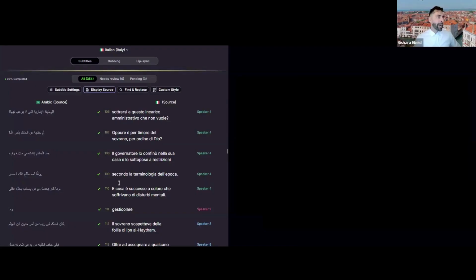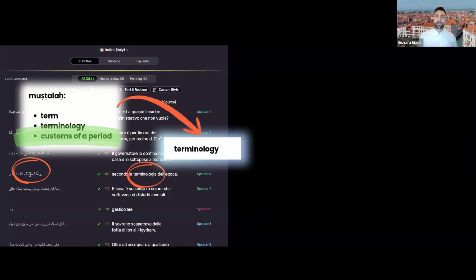Example number 109: we have the term mustalah. The term mustalah in standard Arabic can mean a term, can mean terminology, but also can mean the customs of a specific period. In this case, it meant the customs of that period, according to the customs of that period. The program translated it as terminology, according to the terminology, which is wrong. And also the continuity of the sentence of this passage was translated in a wrong way.